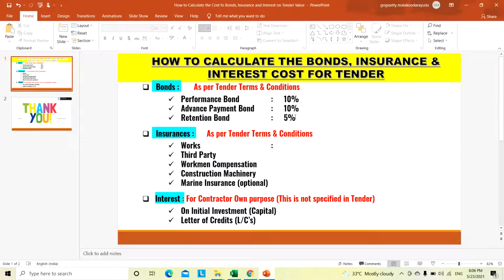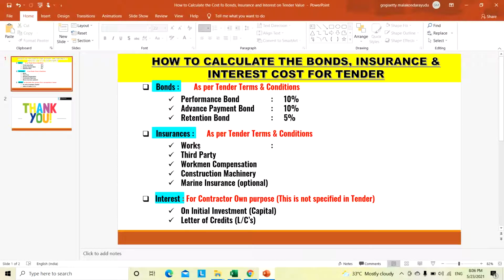Then the retention bond. Once PAC is issued, they will keep the retention money up to the DLP period, but they will release the money against a guarantee. They will ask for the bond, that is the retention bond. Then insurances. What are the insurances as per the tender terms and conditions?